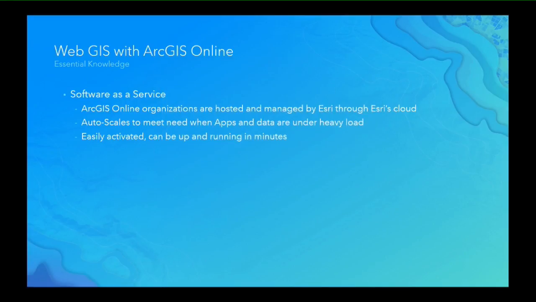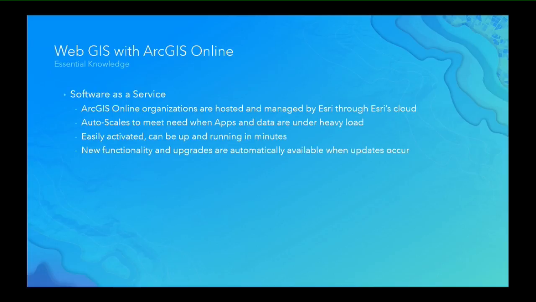All right, so yeah, it can easily be activated and up and running in minutes. New functionality and upgrades are automatically available when updates occur. So this is something where you wake up in the morning and it's like Christmas. You just have a bunch of new functionality that you can use in ArcGIS Online. You don't have to consider how it's going to upgrade. Everything is backwards compatible, and then you just get the new functionality.